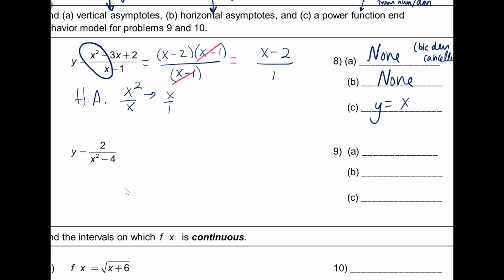Y equals x. What's that? I thought the power function and behavior was as x approaches negative infinity it goes to negative infinity, and as it goes to positive infinity, positive infinity. That's why I circled the leading terms. But what is y equals x? That's the power function end behavior model. So instead of saying y equals x again, I can say the limit of f of x as x approaches infinity goes to infinity. Well, I'm asking for a power function, not a limit. So what is the power function? That's the real question.